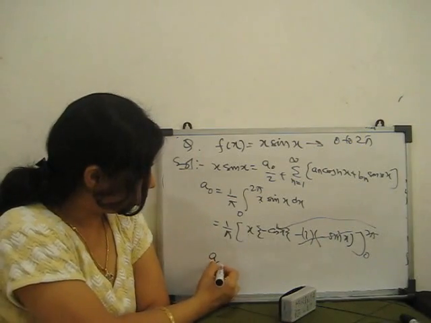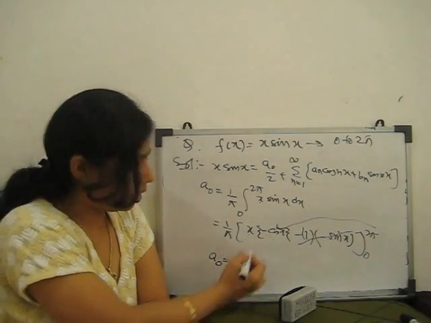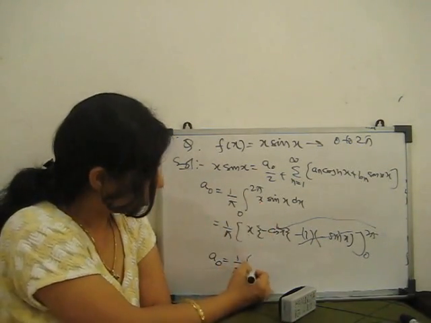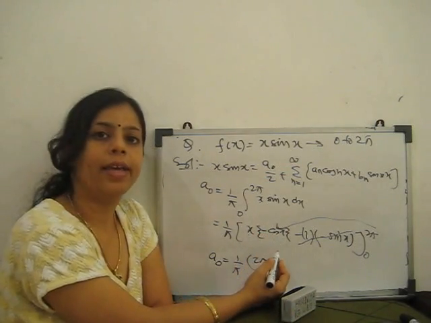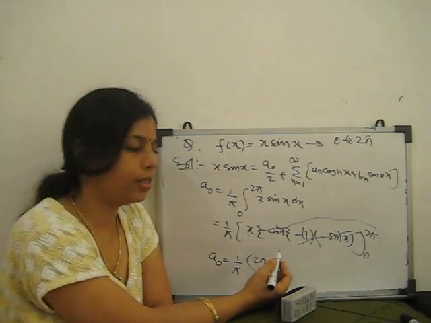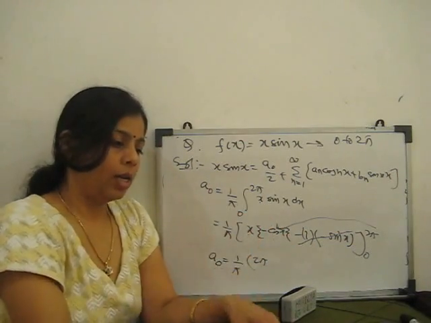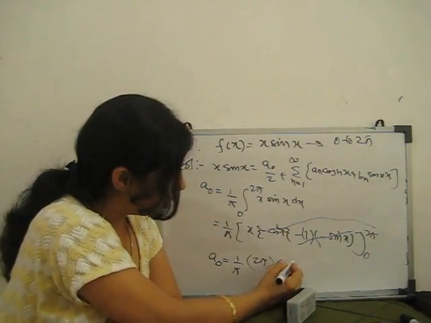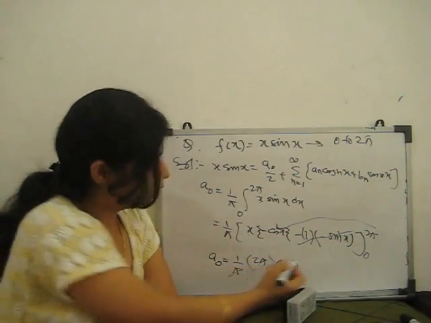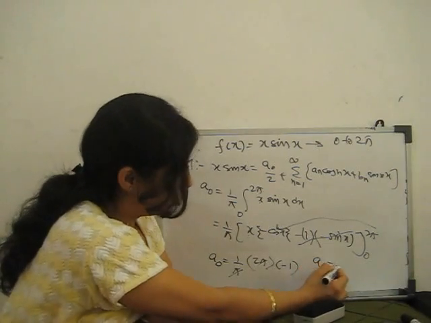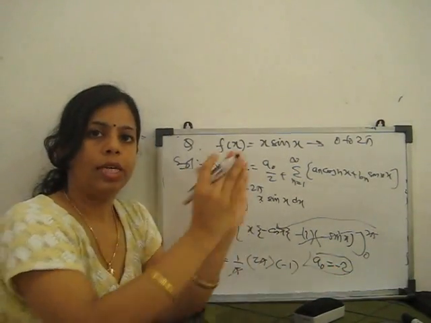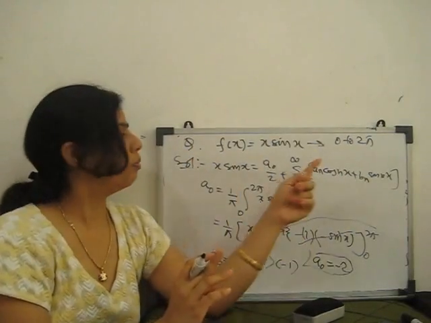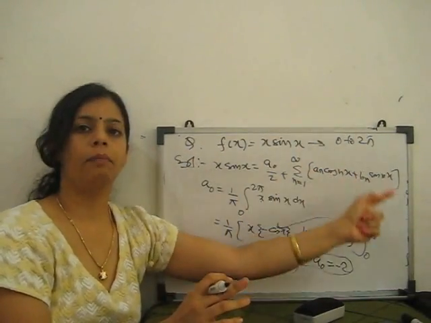So a0 is equal to 1 upon pi into, this is 2 pi, and cos of 2 pi is minus of 1. Clear? Minus of 1. So it gives a0 equal to minus of 2. We have already found a0. Keep it on one side. Second step an, third step bn.